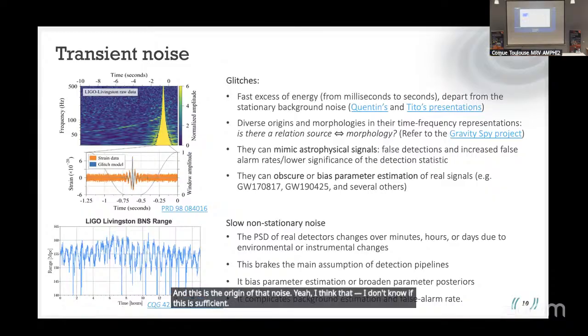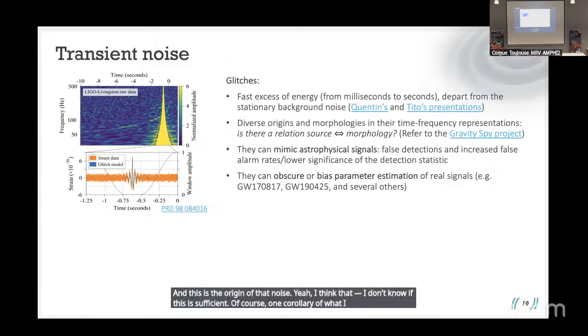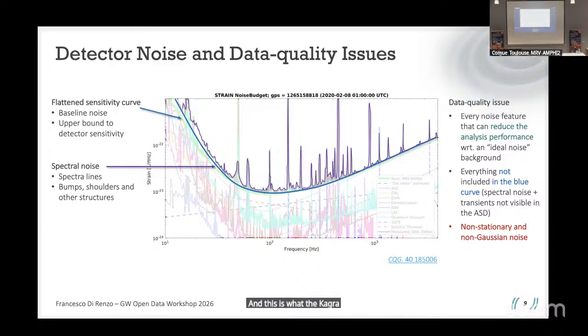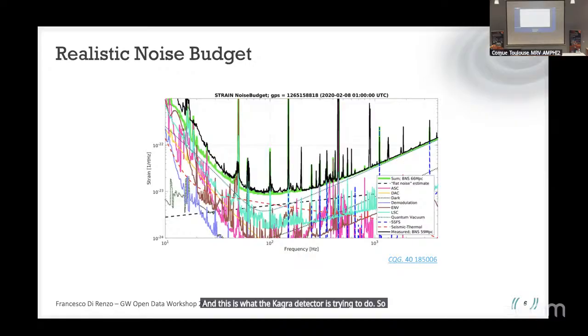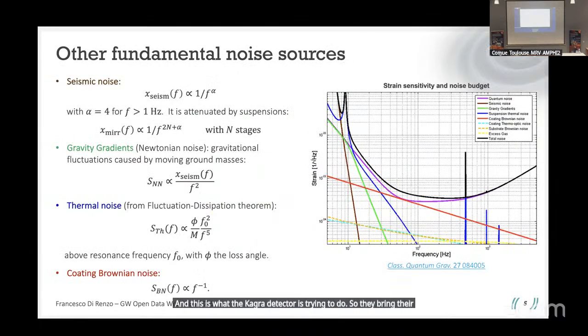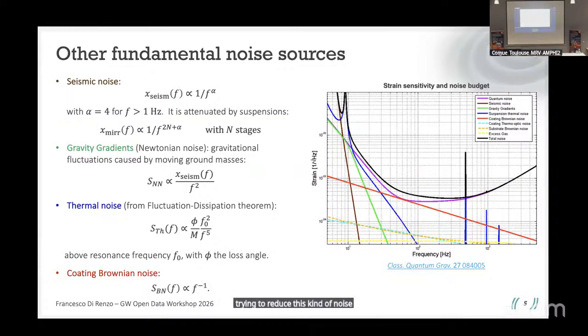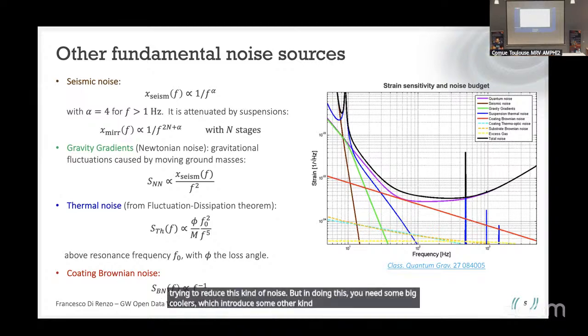Of course, one corollary of what I just said is that it would be beneficial to have cryogenic test masses. And this is what the KAGRA detector is trying to do. They bring their test masses to like 30 Kelvin or so, trying to reduce this kind of noise. But in doing this, you need some big coolers, which introduce some other kind of noise. So it's always a sort of trade-off. You want less vibration noise from the refrigerating apparatus, or you want less Brownian noise. So it's always a trade-off.